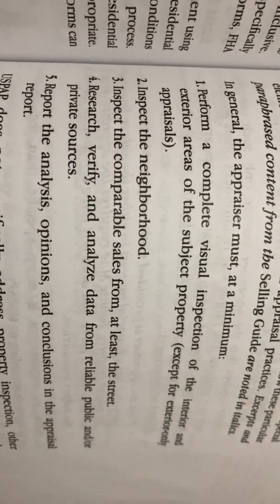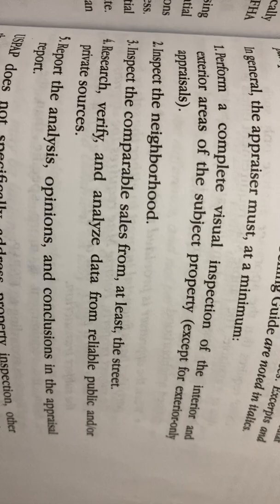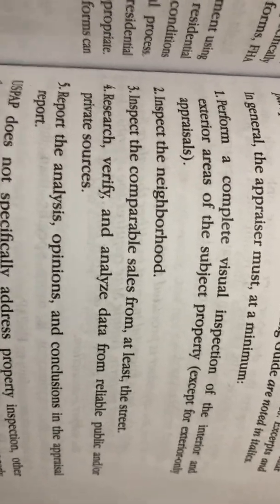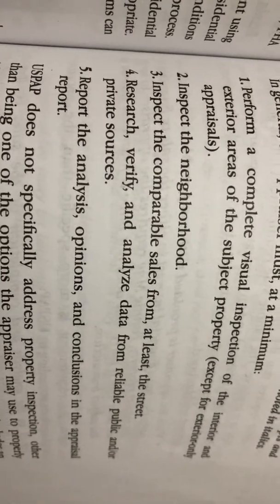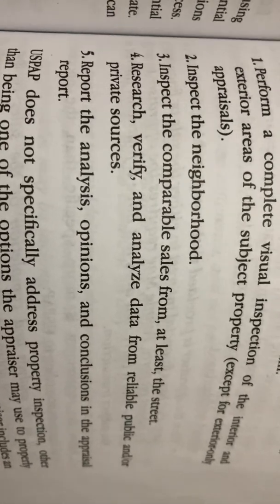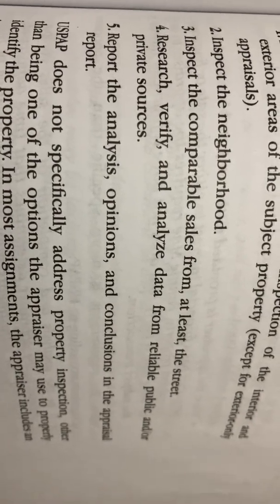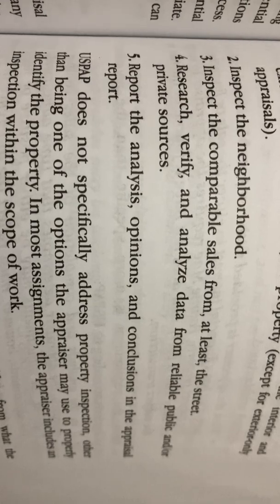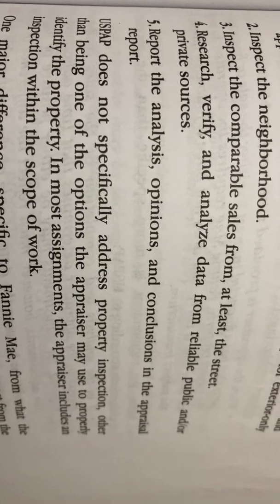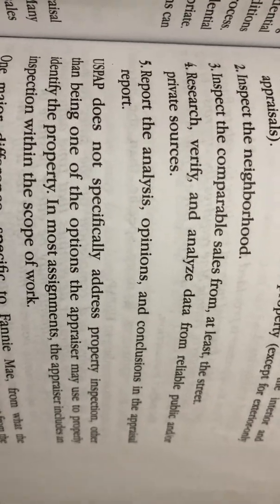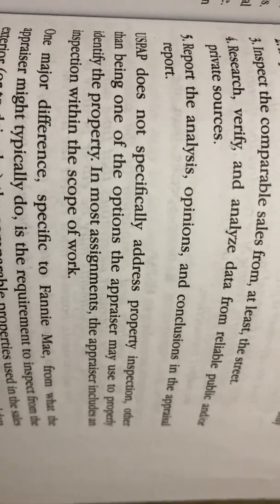In general, the appraiser must, at a minimum, 1. Perform a complete visual inspection of the interior and exterior areas of the subject property, except for exterior-only appraisals. 2. Inspect the neighborhood. 3. Inspect the comparable sales from at least the street. 4. Research, verify, and analyze data from reliable, public, and/or private sources. 5. Report the analysis, opinions, and conclusions in the appraisal report.